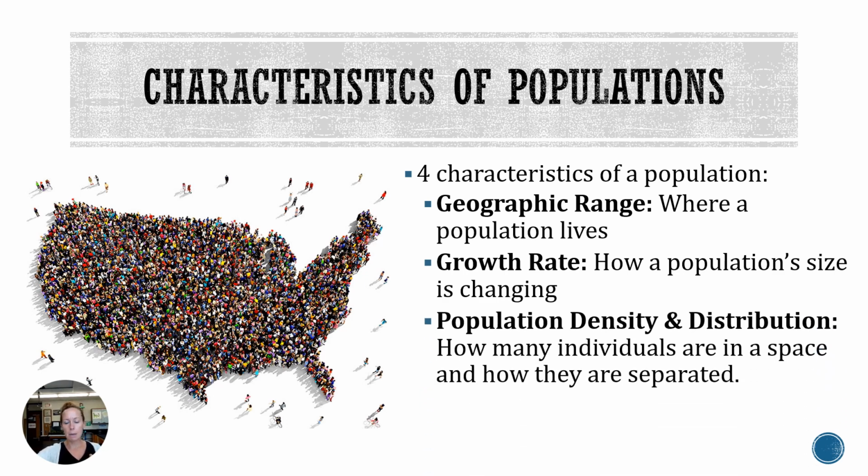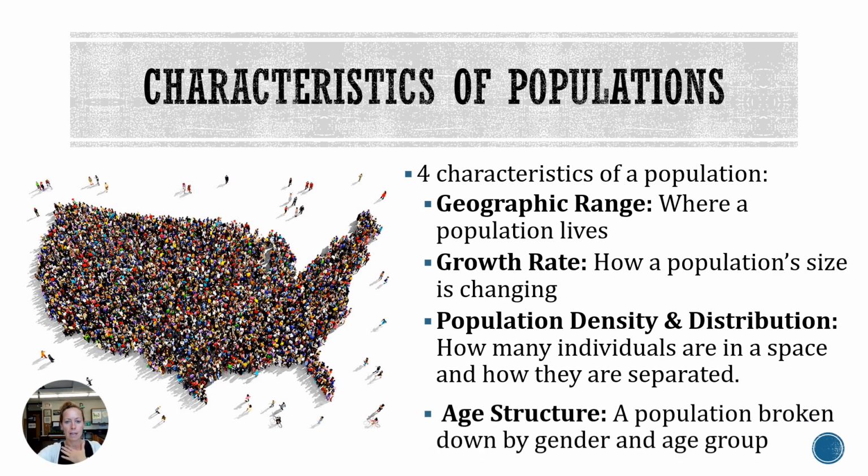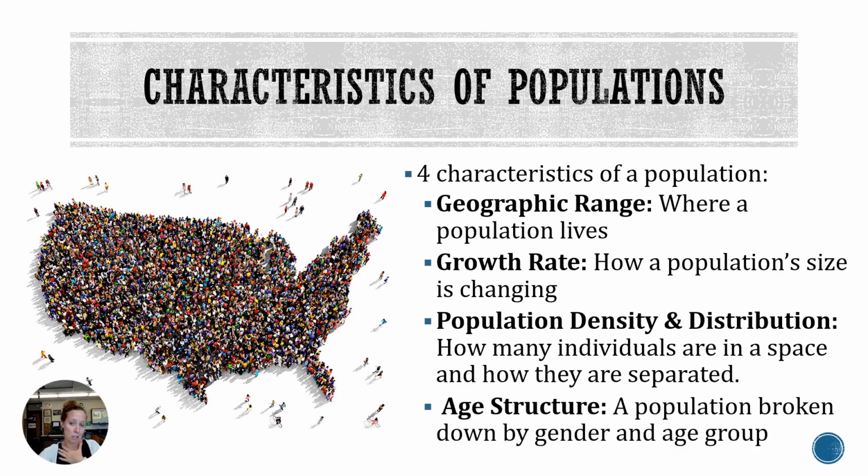Next one is population density and dispersion. So how many individuals are in the population? How are they kind of separated? And like where are they located? And then lastly, age structure. What's the age of the population down to gender and specific age groups?